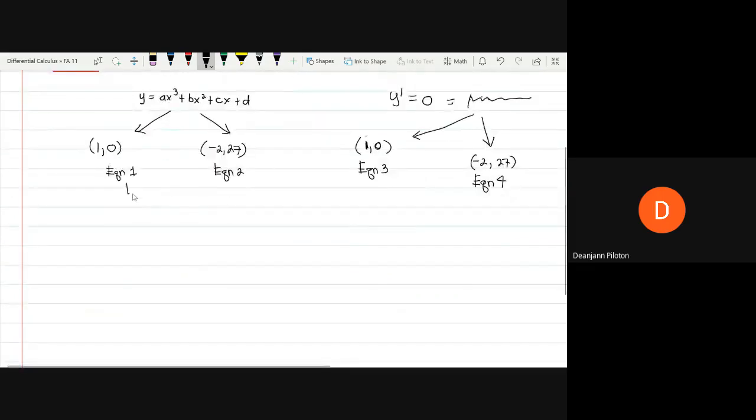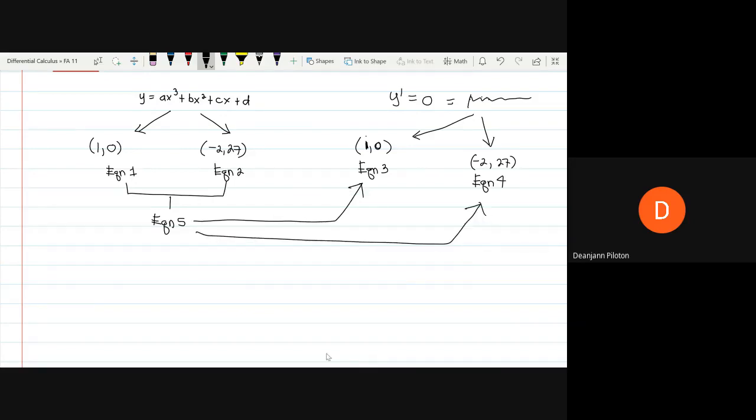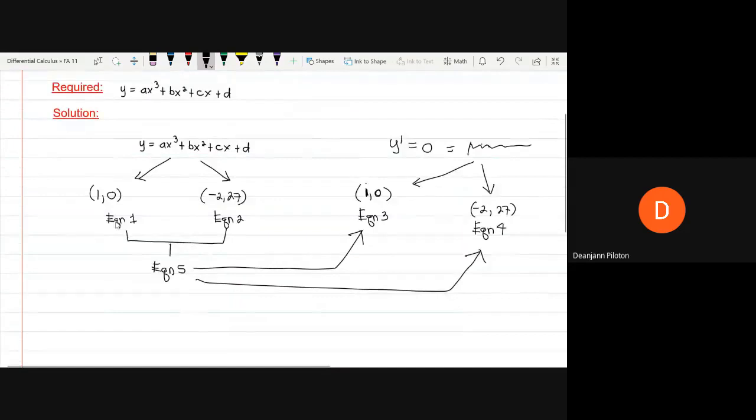What you can do is, for example, combine equation 1 and 2 so that you can create equation 5. Then later, combine equation 5 with equation 3, and also with equation 4. So it depends on your strategy, until you come up with the values of your A, B, C, D. So in this problem, class, this is the approach I used. I got four equations, and then later on, I combined equation 1 and 2 to create equation 5. Then I combined it one by one with equation 3 and equation 4.